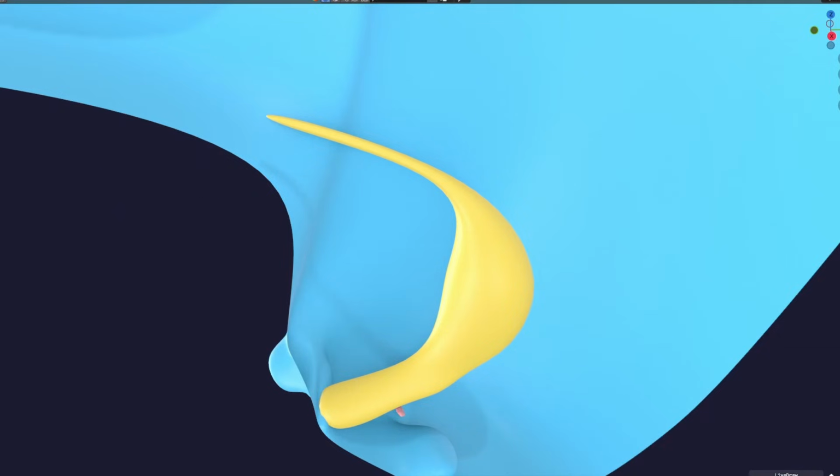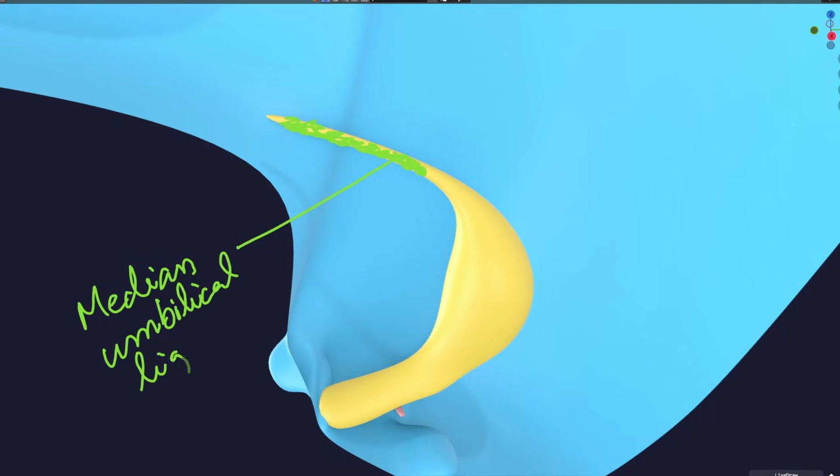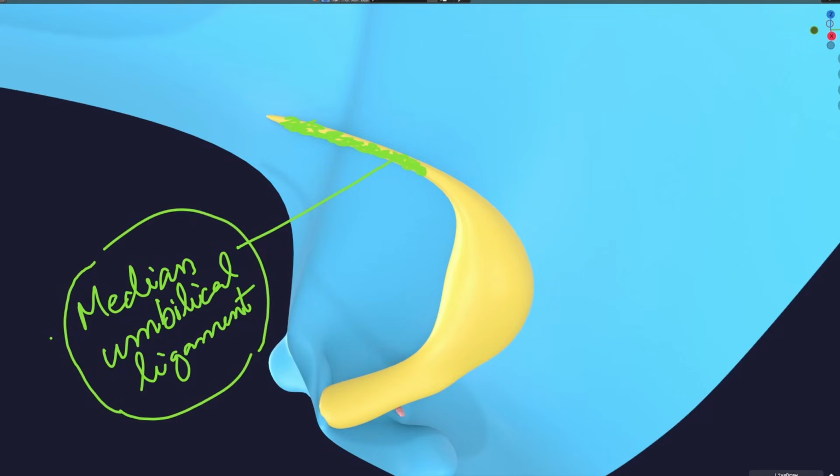ligamentous structure like this. So this ligamentous structure will be connecting the apex of the urinary bladder to the umbilicus, and this ligament is called the median umbilical ligament. It's not medial, it is median umbilical ligament. So this median umbilical ligament in adults is basically the remnant of urachus.